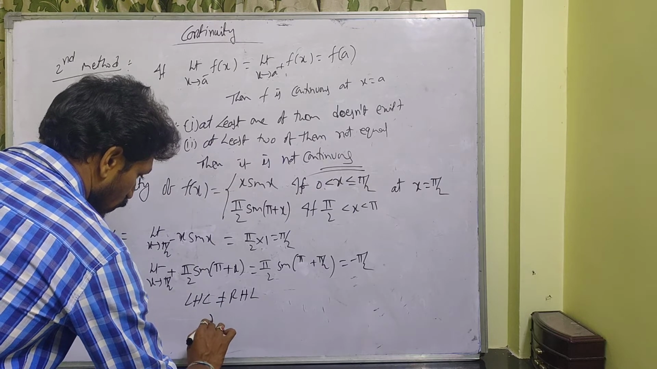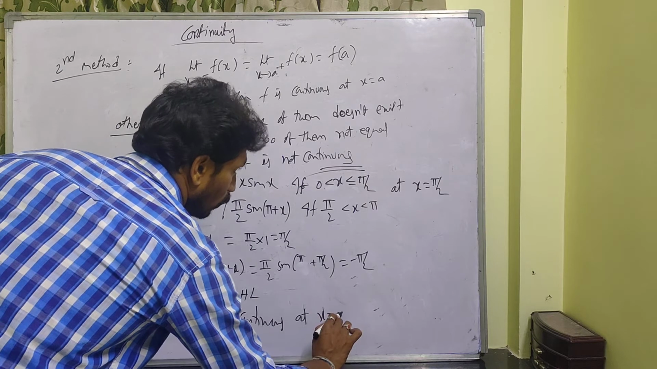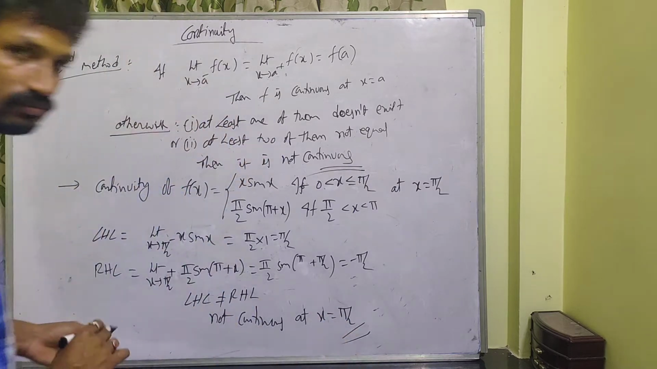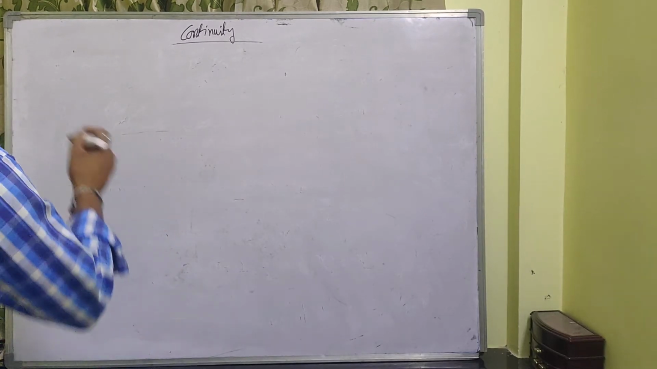So it is discontinuous, not continuous, at x is equal to 5 by 2. Clear? Next one is some standard models. Very, very important.